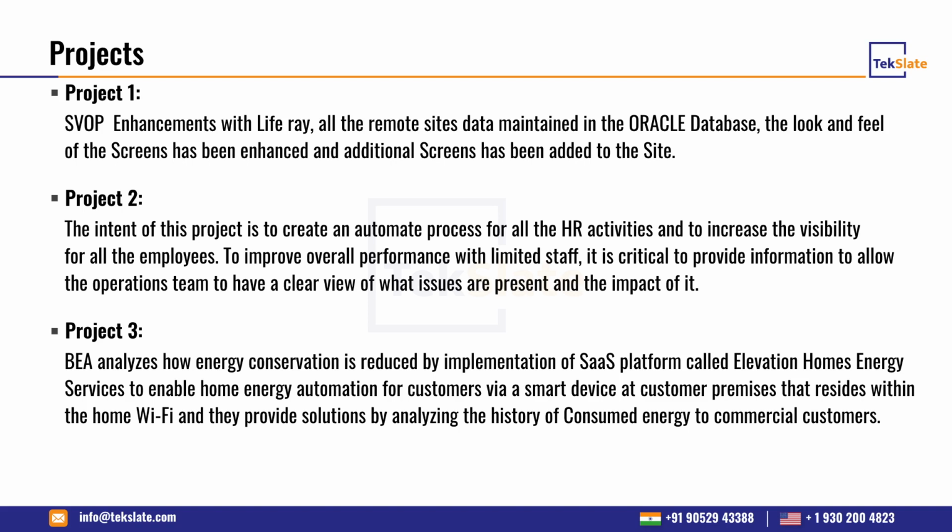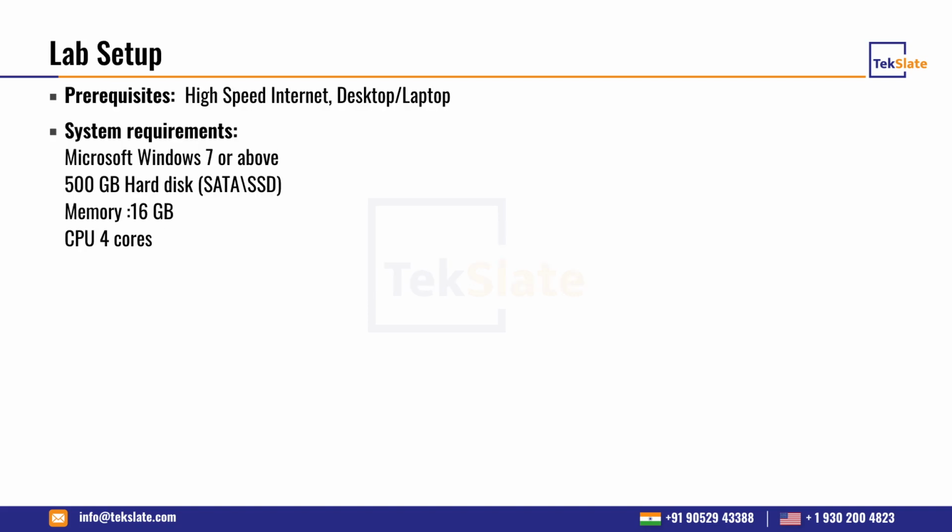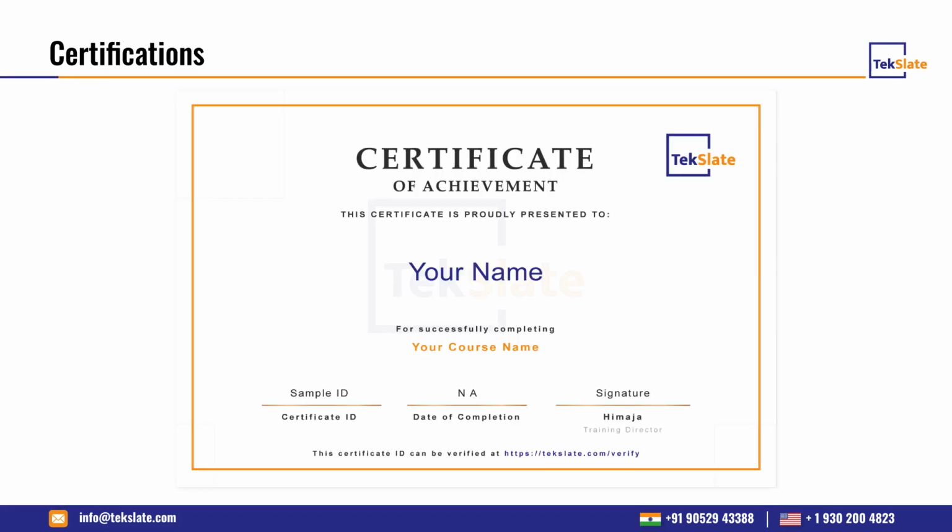And for the completion of the projects, we have a lab setup with prerequisites. It requires a high speed internet connection and a desktop or laptop with Microsoft Windows 7 or above, a 500 GB hard disk, SATA or SSD, 16 GB RAM, and a 4-core CPU. And this is how the course completion certificate works: your ID, the date, and the signature of our training director will be given in the certificate with your name and the duration.